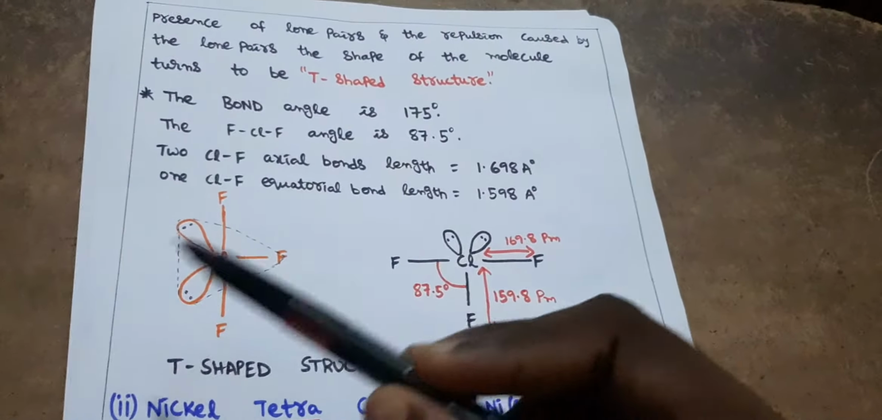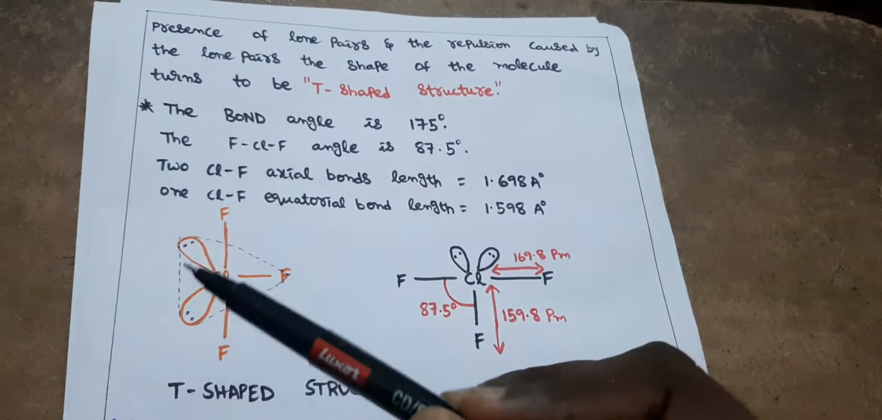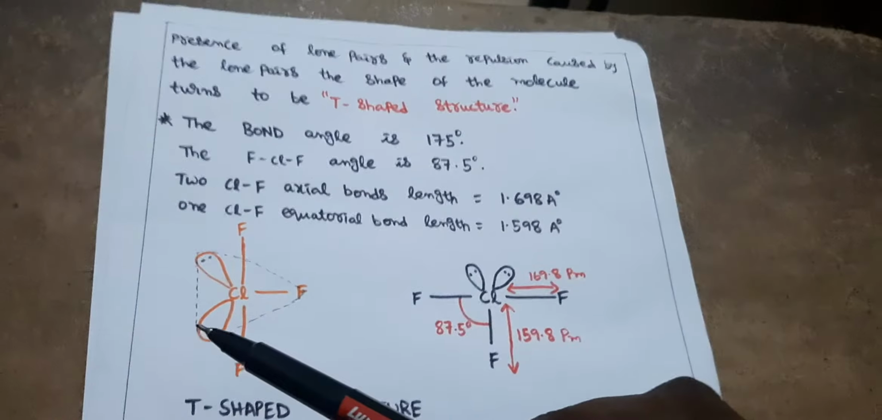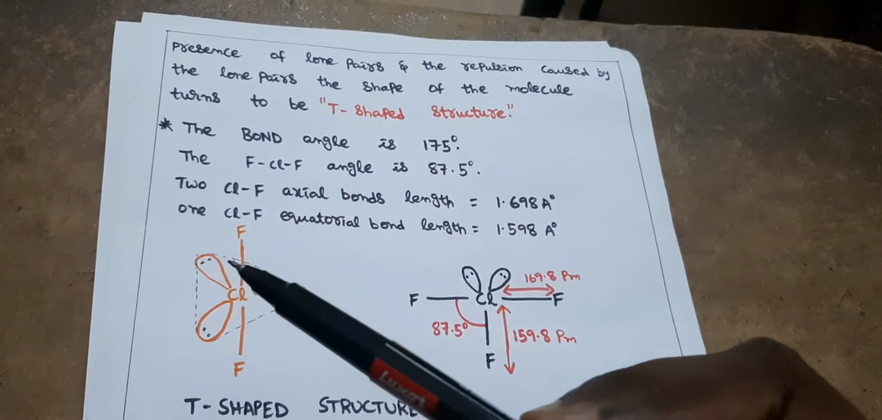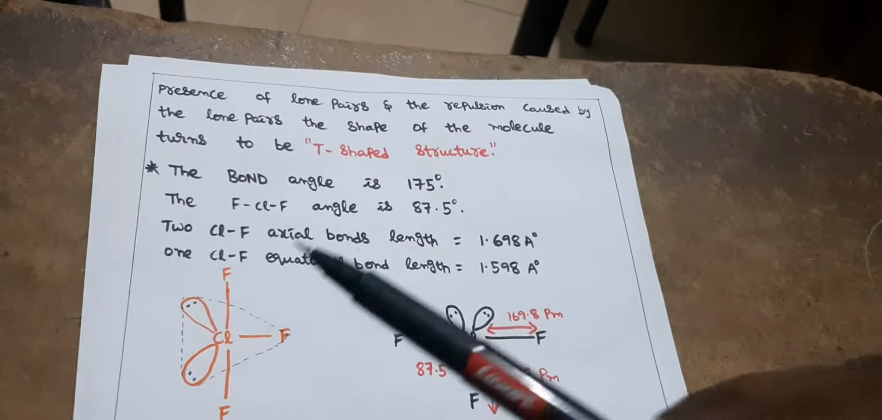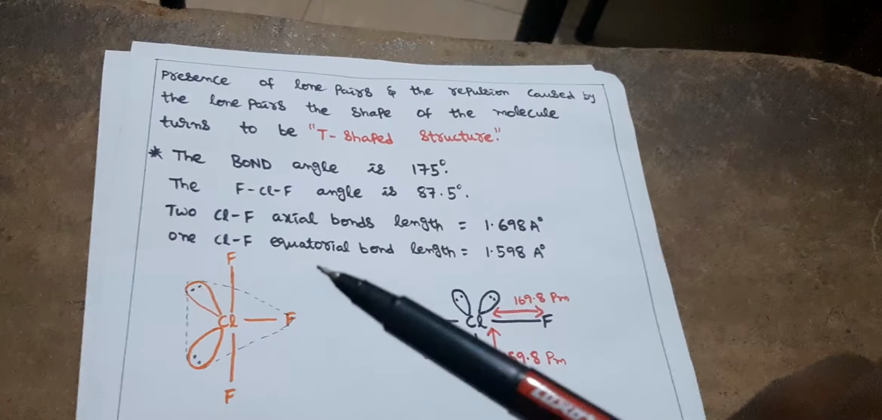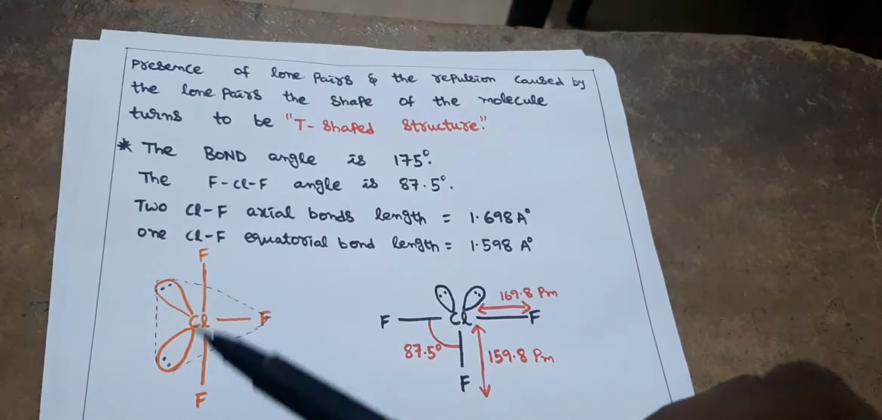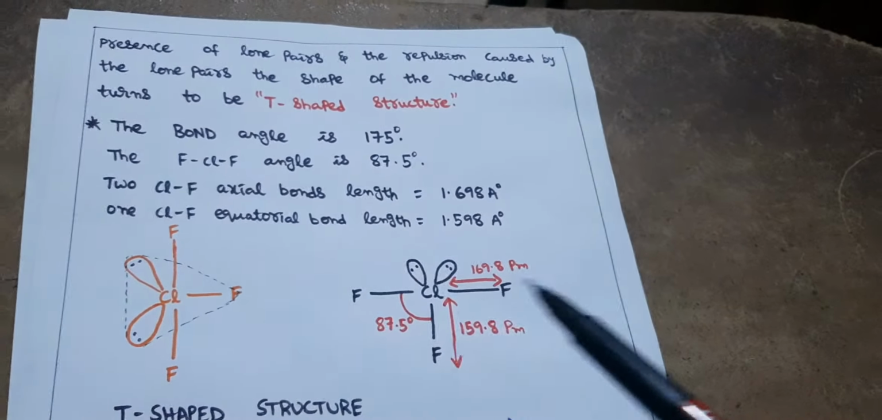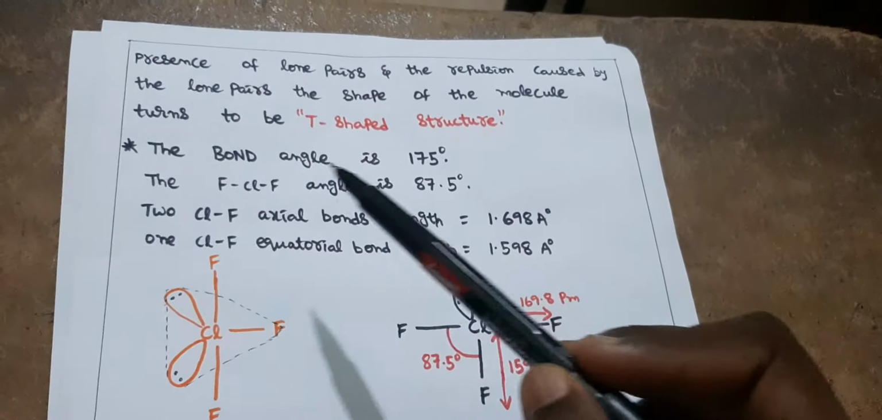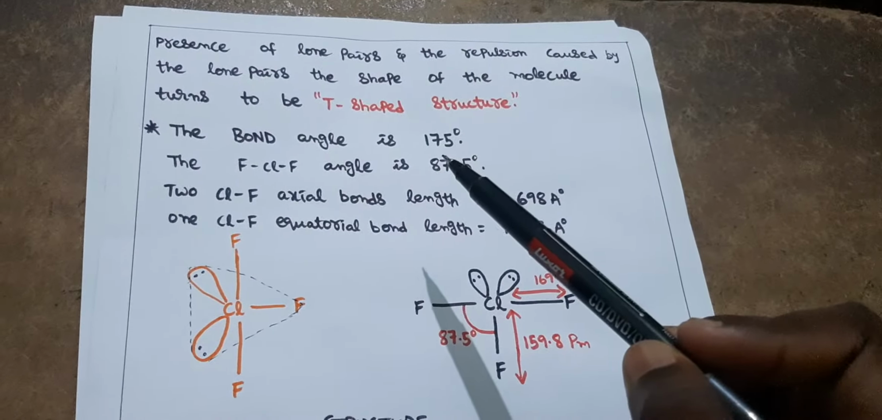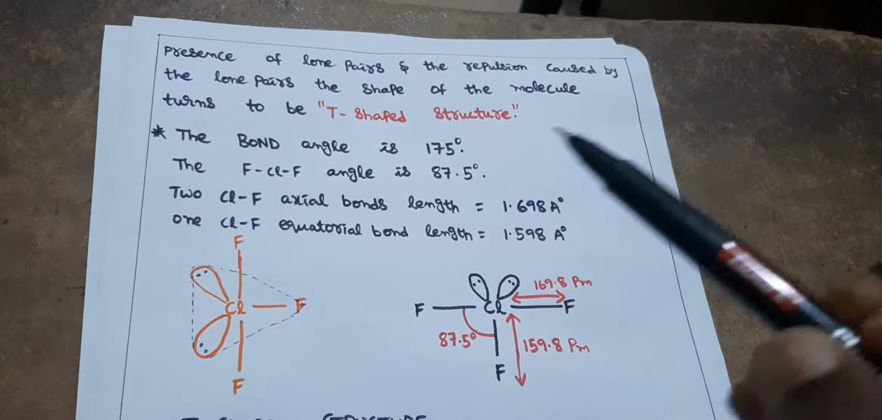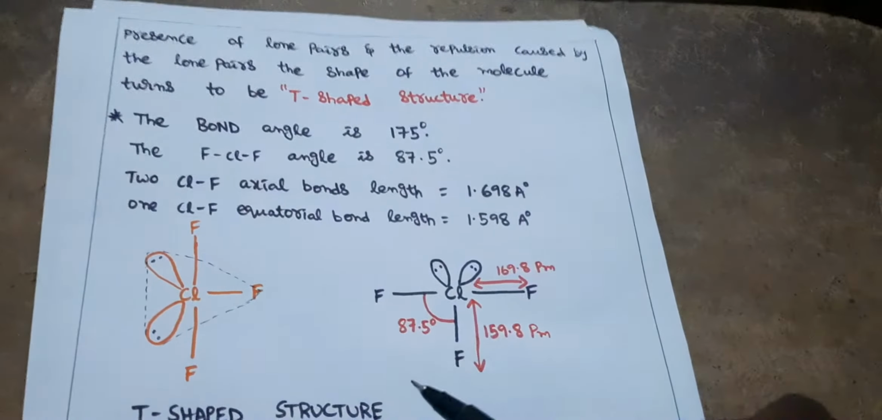Look, this will be the structure. Due to these lone pairs, the repulsions occur. Lone pair repulsions occur, so the shape of the molecule changes. So instead of trigonal bipyramidal, the formed shape is a T-shaped structure. See, this is a T-shaped structure. The bond angle is 175 degrees. That means FClF is not 180 degrees, it is 175.